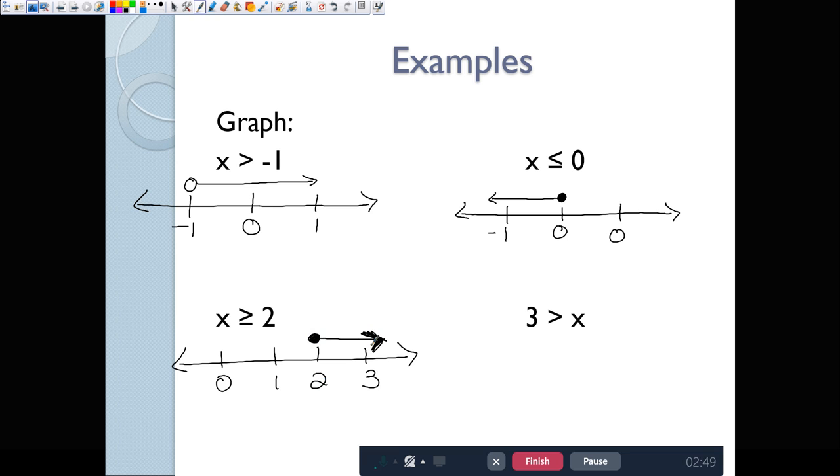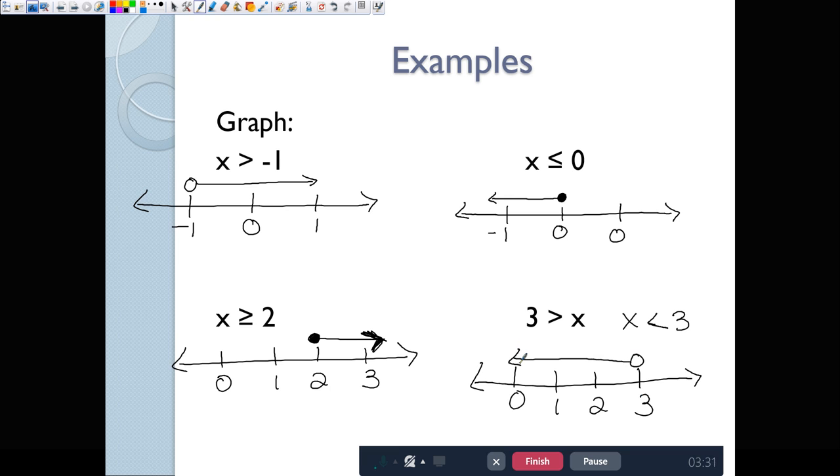Right, so my variable isn't on my left side here, so I need to rewrite this. However, I still need the less than part to be pointing towards my x, because you can't change the sign. So I need it still to be x is less than, because this is x is less than 3. Okay, because you need to have your x on the left for your variable. And then 0, 1, 2, 3. Open or closed? Open. And then it's going to be pointing to the left.